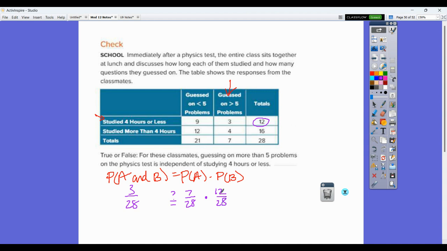And if you find those, you're going to find that they are not equal to each other. When you multiply those out, they are not equal, and thus guessing and studying are dependent on each other. So we're going to say false in this case. So these are dependent on each other. Okay, so checking that independent versus dependent.